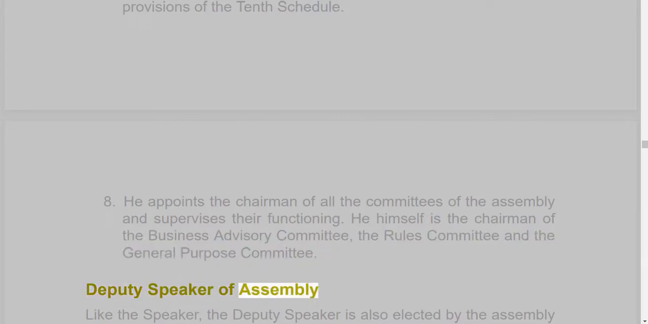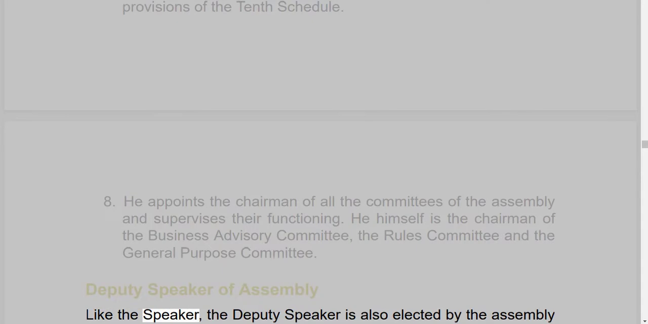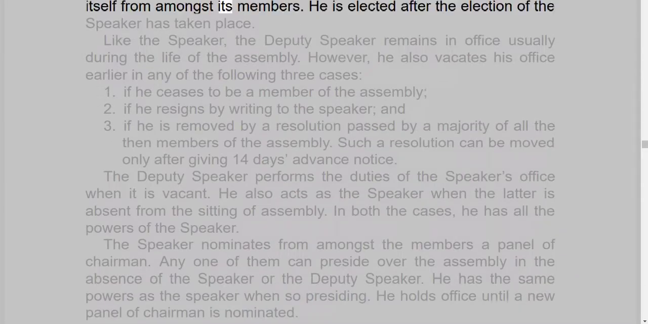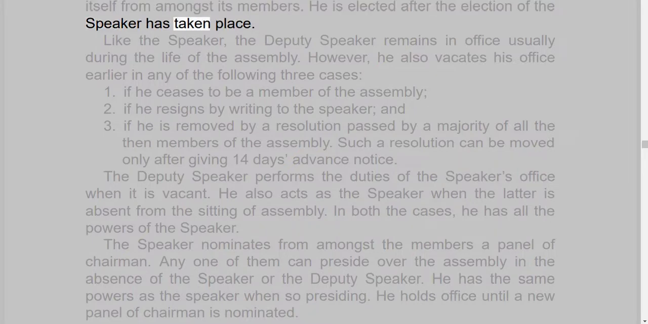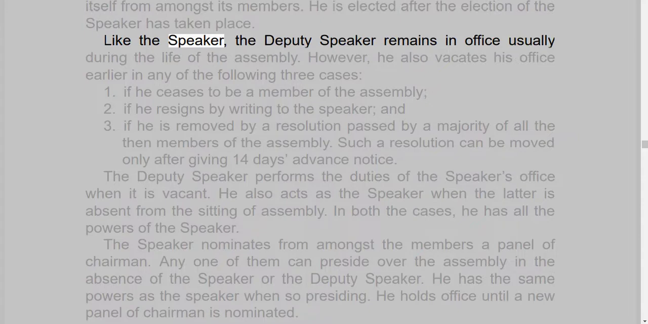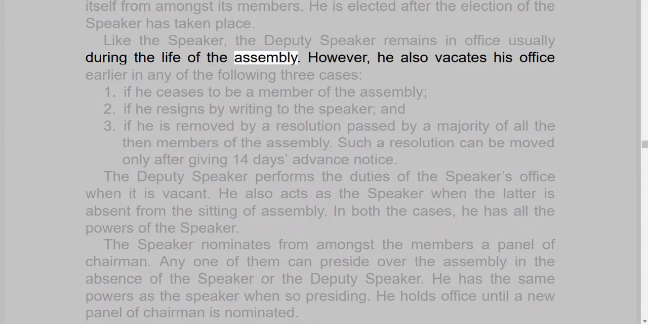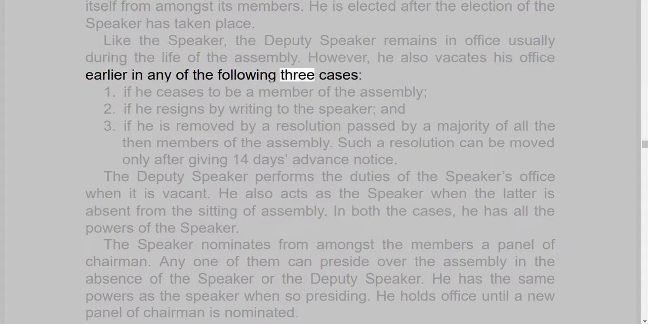Deputy Speaker of Assembly. Like the Speaker, the Deputy Speaker is also elected by the Assembly itself from amongst its members. He is elected after the election of the Speaker has taken place. Like the Speaker, the Deputy Speaker remains in office usually during the life of the Assembly. However, he also vacates his office earlier in any of the following 3 cases.